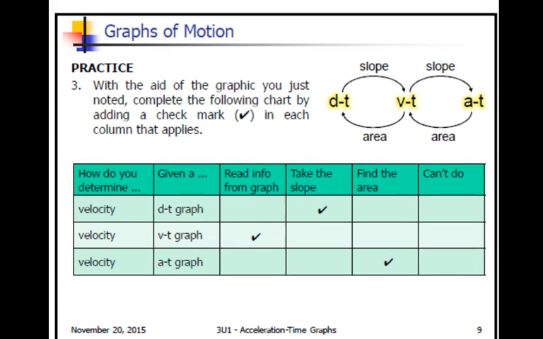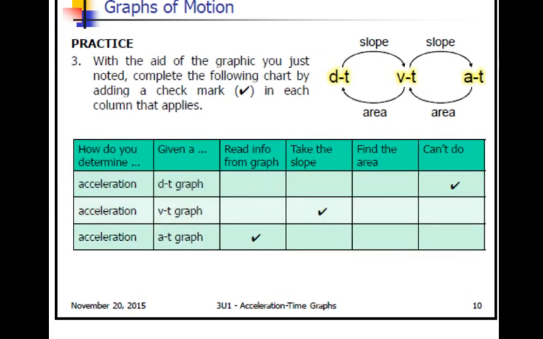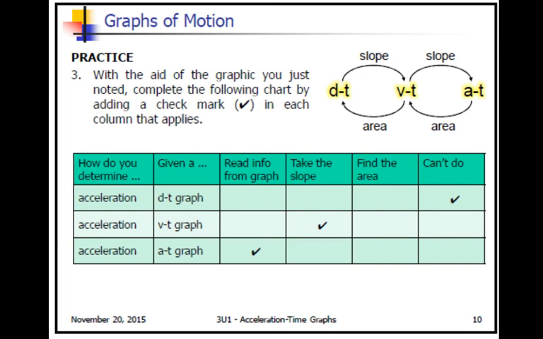Another question, it says, how would you find the velocity from a distance time graph? Well, we can take the slope. How do you find the velocity from a velocity time graph? We can just read the graph. And from an acceleration time graph, we can find the area underneath to find the velocity. And then last question here, how do you determine the acceleration? Well, we can't read that from a distance time graph. We can read the acceleration from a velocity time graph by taking the slope. And from an acceleration time graph, we just look at the time and we can read what the acceleration is.